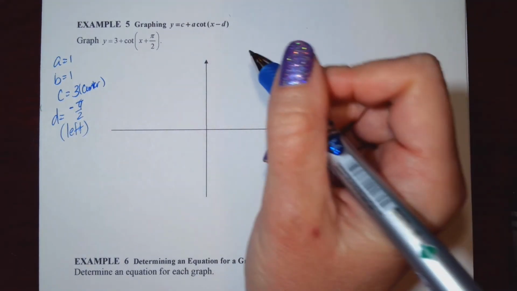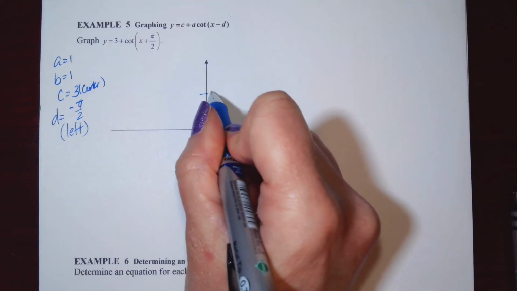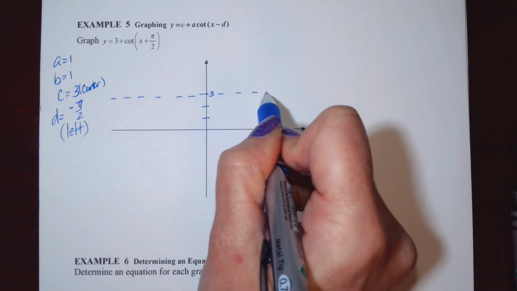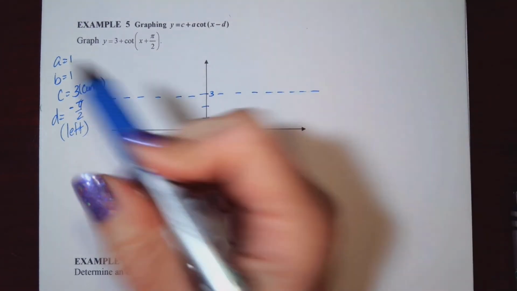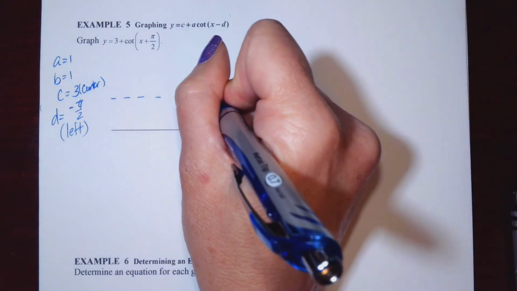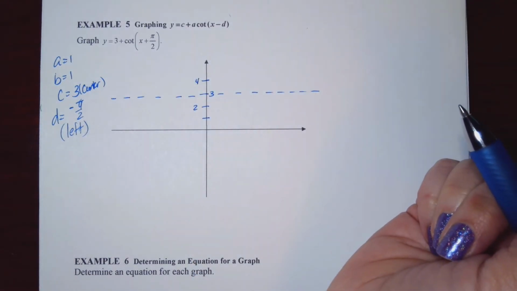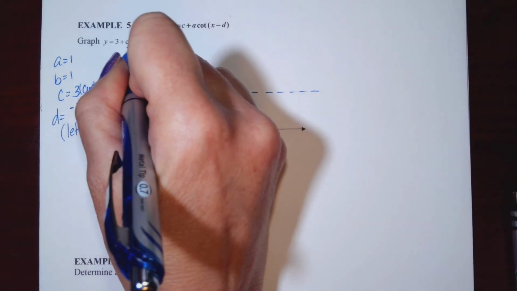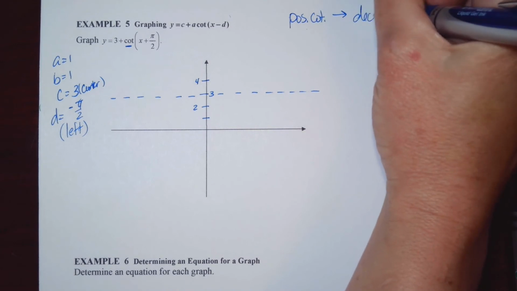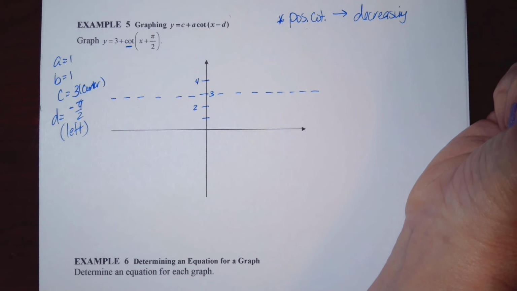There's my center. All right, let's see. We've got a center at 3. 1, 2, 3 is going to be my center. My value for A, so my quarter function values will go up and down 1 from center. So my quarter function values are going to be at 2 and 4. We're graphing positive cotangent, which is a decreasing function. Just to keep that in mind.